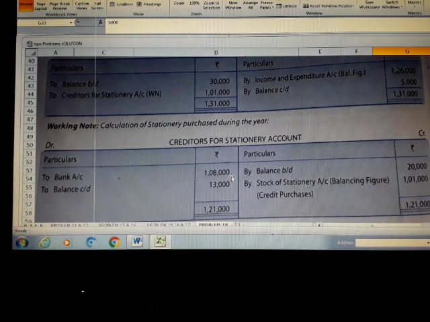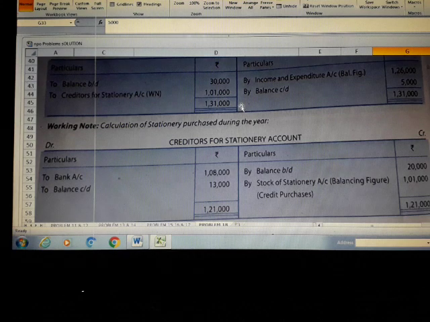That shortage amount will be a balancing figure, and we'll name it as by stock of stationery. That is by stock of stationery. This amount is nothing but the amount of stationery which has to be shown on our debit side. This 1,01,000. Okay, so what do we do next?